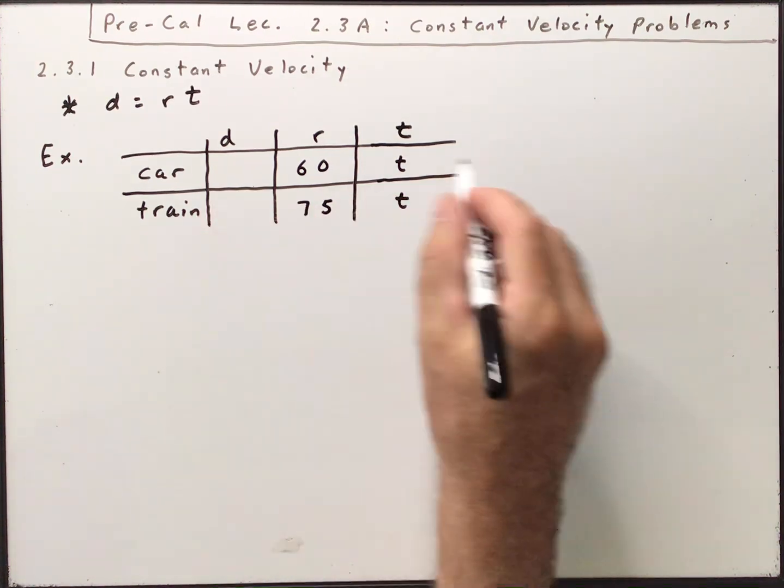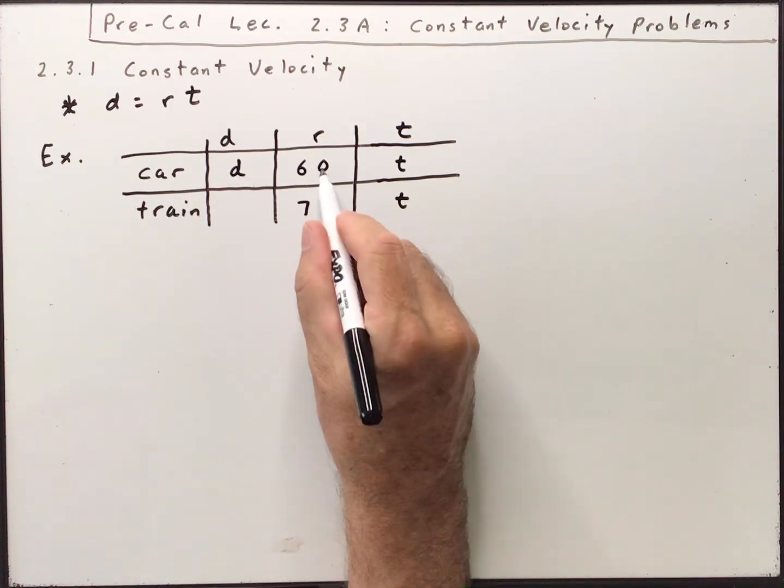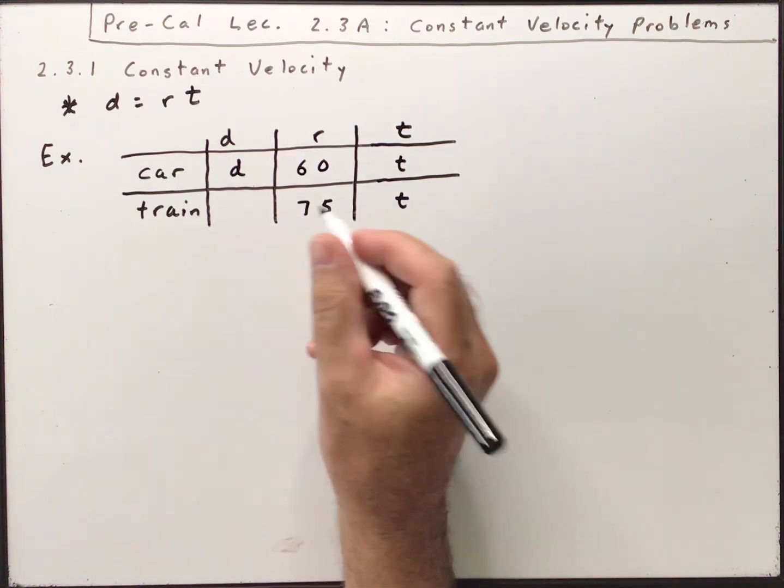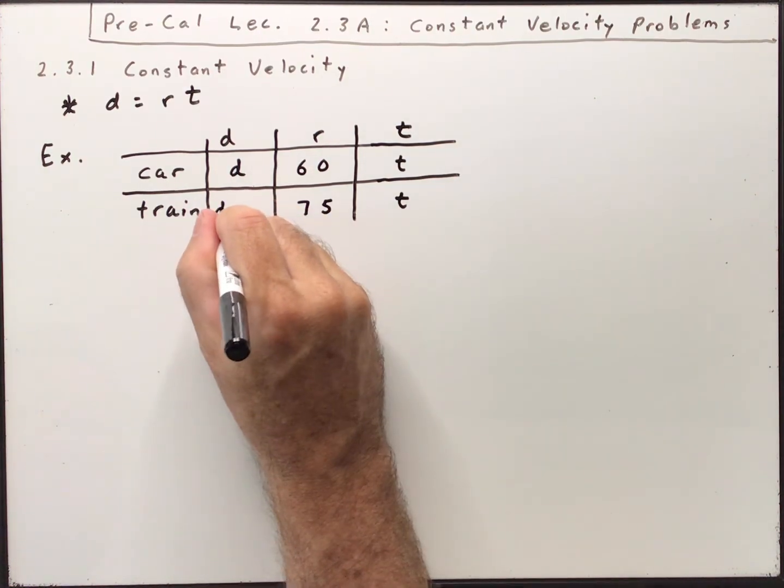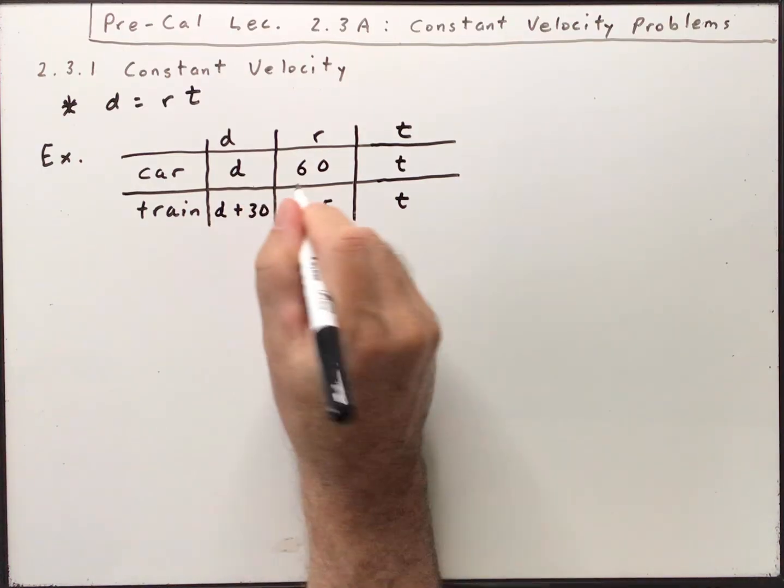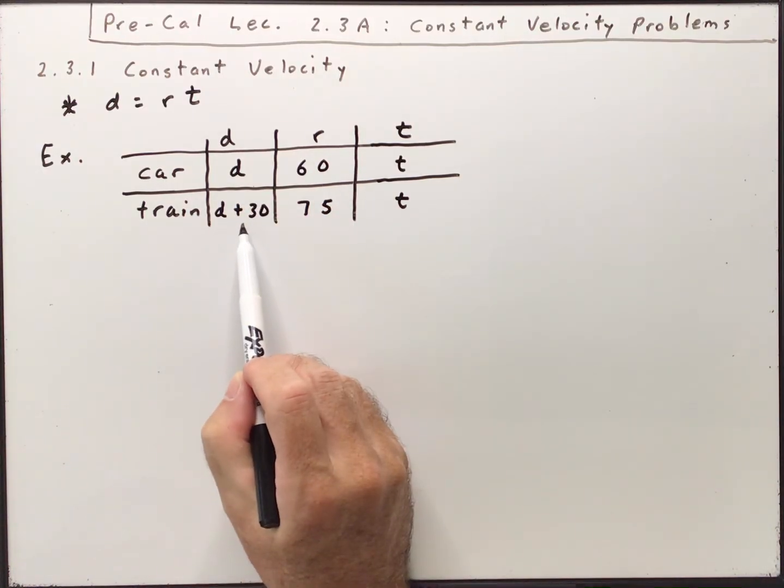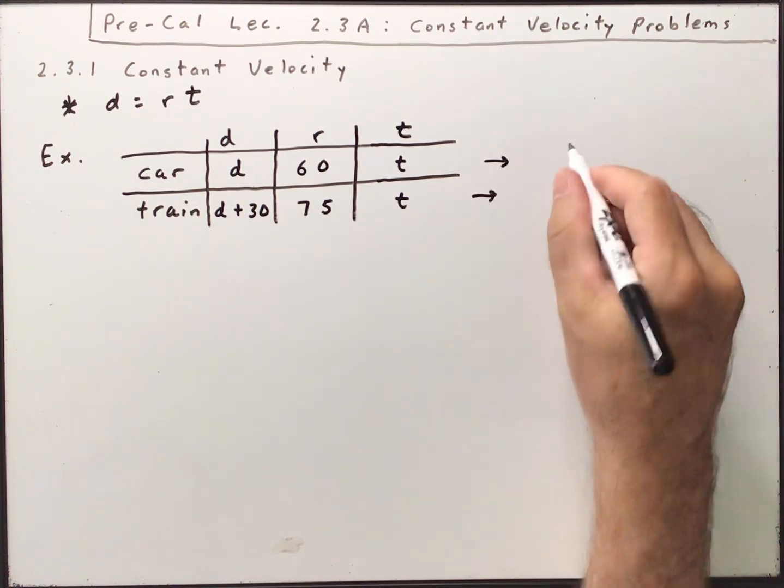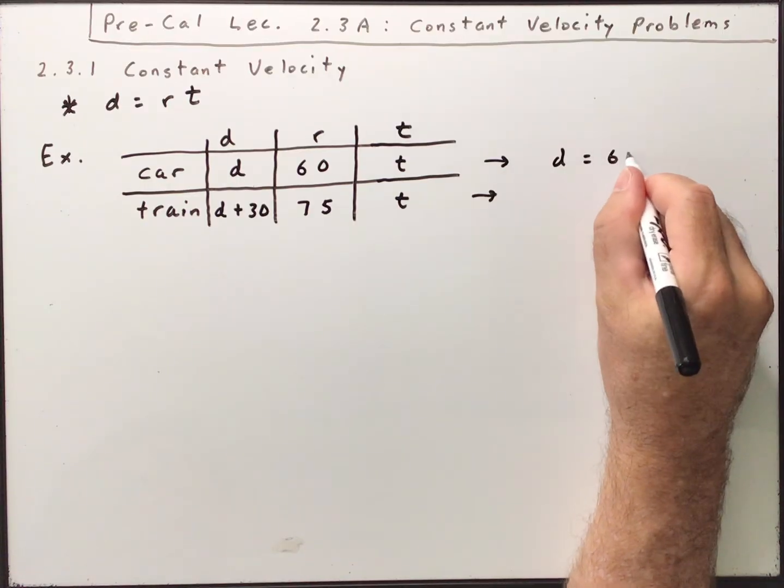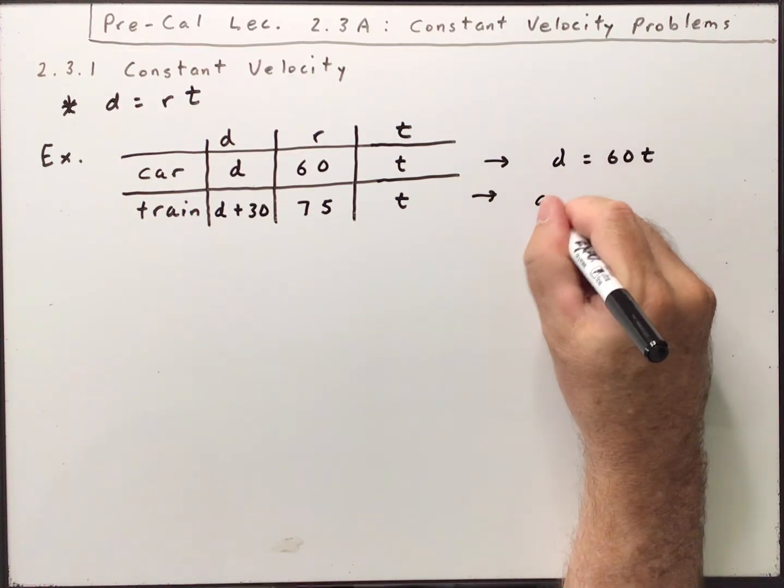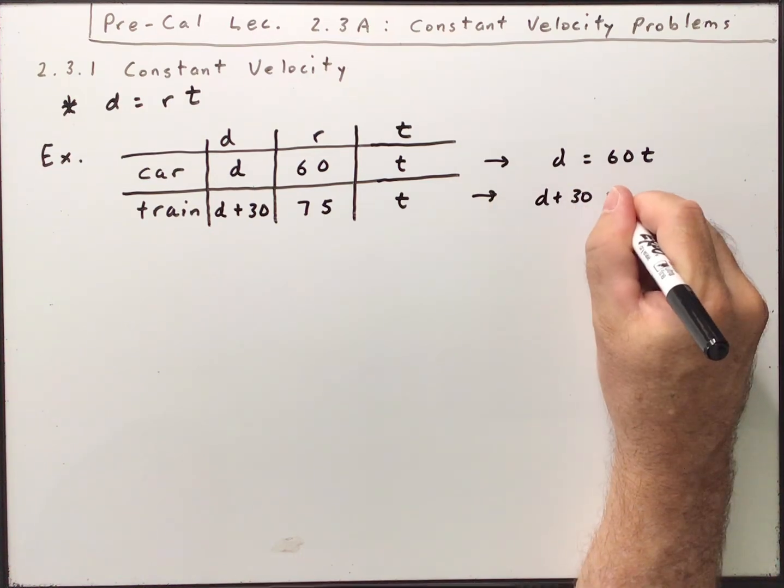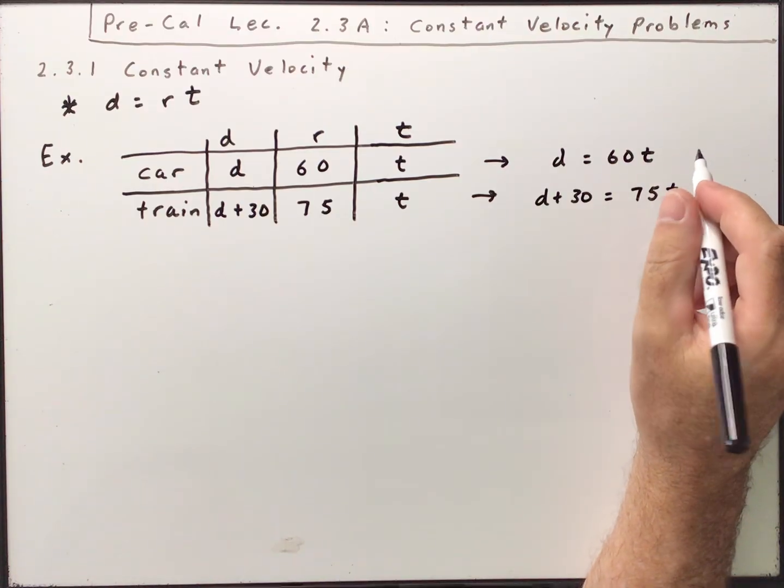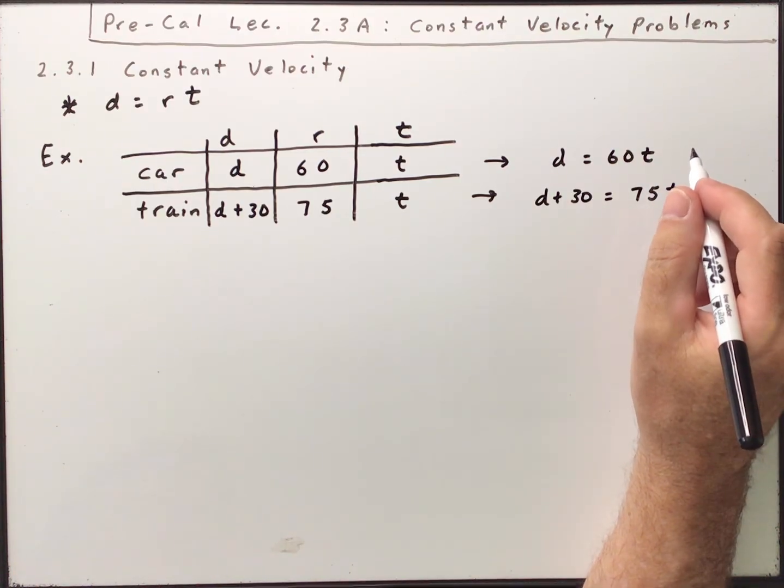Now, one of them we usually want to be a simple distance equals rate times time. So I'm going to give distance to the car. We know that the train is 30 miles ahead of the car, so I'm just going to say that that is d plus 30. Okay? So now we have two equations, two unknowns. We have d is equal to 60t, and we have d plus 30 is equal to 75t. All right, and we want to solve for t.